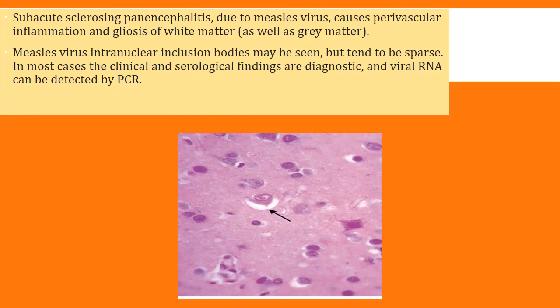Now, coming to subacute sclerosing panencephalitis. This is a disease which is particularly caused by the measles virus, which causes perivascular inflammation and gliosis of the white matter. But what is typically important in measles virus is the intranuclear inclusions that you can make out here. As shown by the arrow, you can make out the intranuclear inclusion body. Though it tends to be sparse, you can definitely make it out.